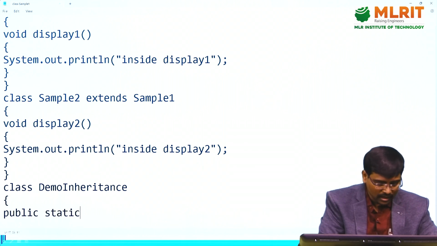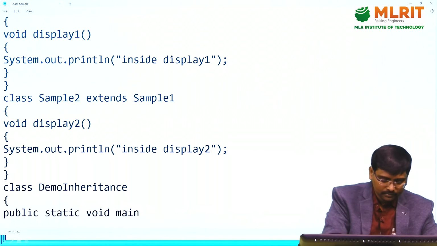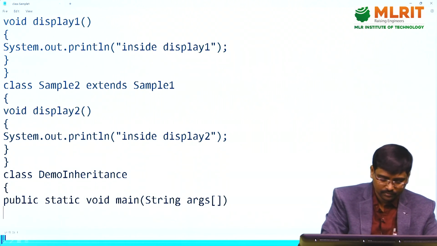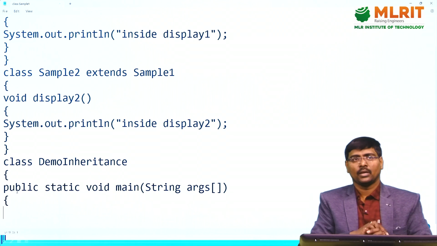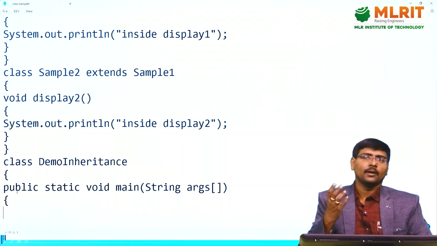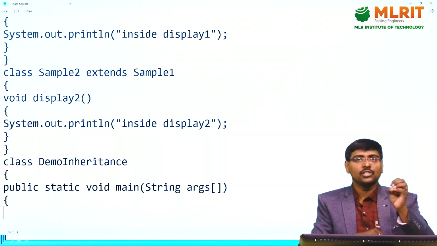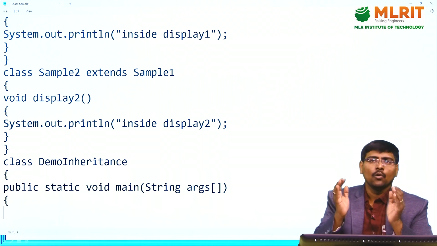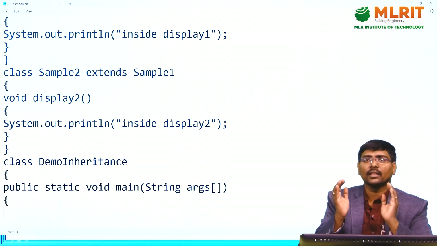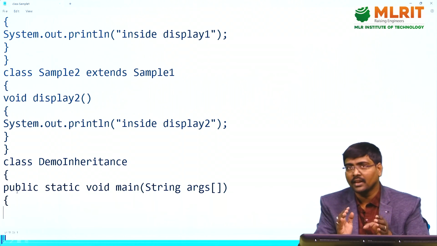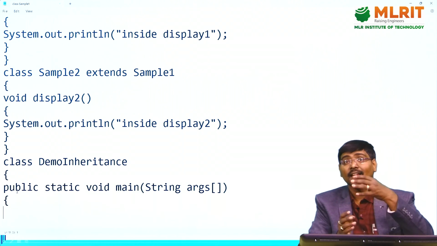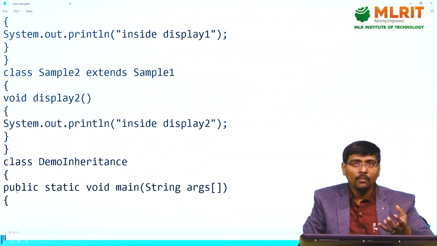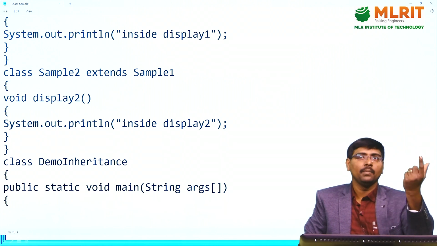Public static void main(String[] args). Within this one, we are creating an object for accessing the members. For which class are we creating it? Generally in inheritance, we create an object for the child class. Why? The child class consists of its own members along with the parent members also.